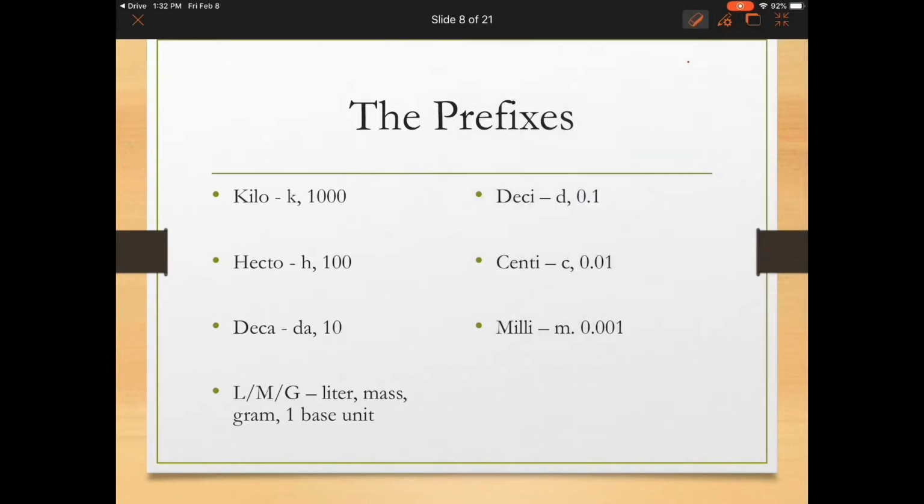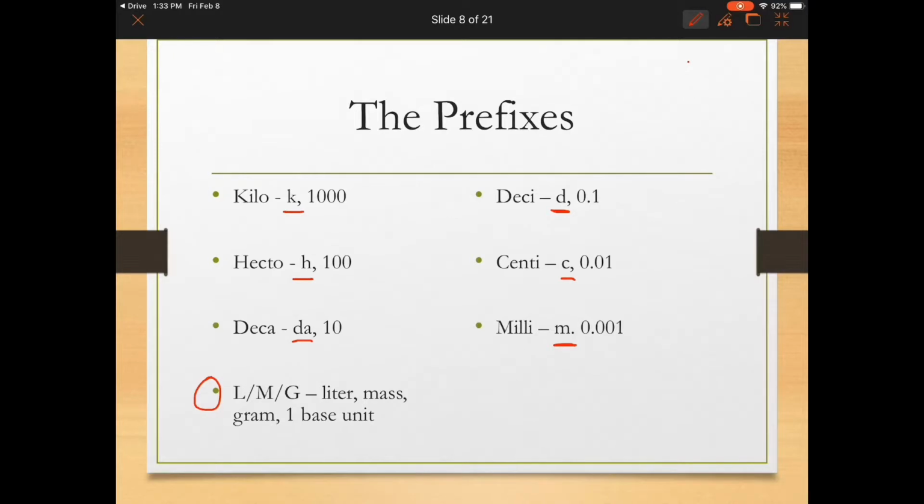So that is what we're going to be learning: how to convert between the different prefixes in the metric system. The first prefix we've got there is kilo. It is symbolized with a lowercase k, and this is 1,000. You've got hecto with a lowercase h, deca with a da, and then you have your base units, your liter, your meter, your gram, and so on. And then you've got deci, which is labeled with a lowercase d, centi, lowercase c, and milli, with a lowercase m.